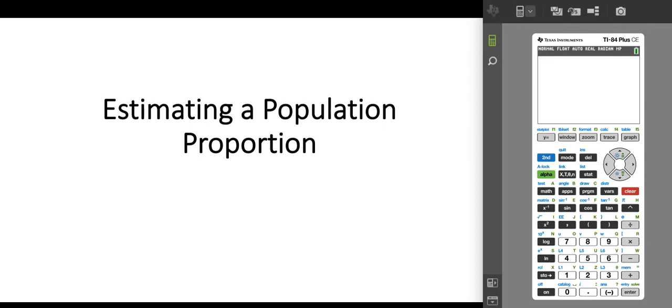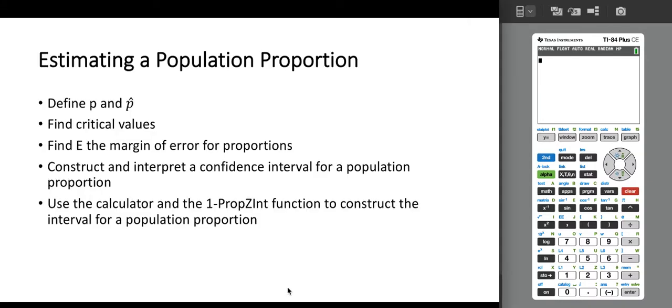What I wanted to show you in this video is how to estimate a population proportion. So what I'm going to do is start with an example, and through that example, first we're going to define P and P hat. We're going to find critical values. We're going to find E, the margin of error for proportions. And we're going to construct a confidence interval.